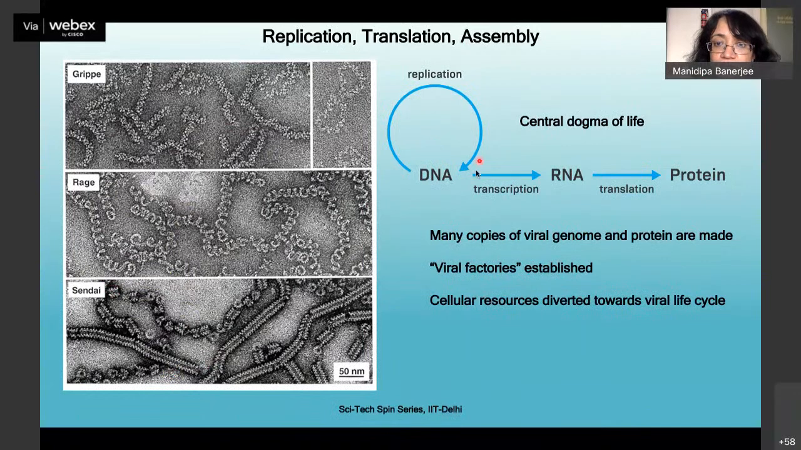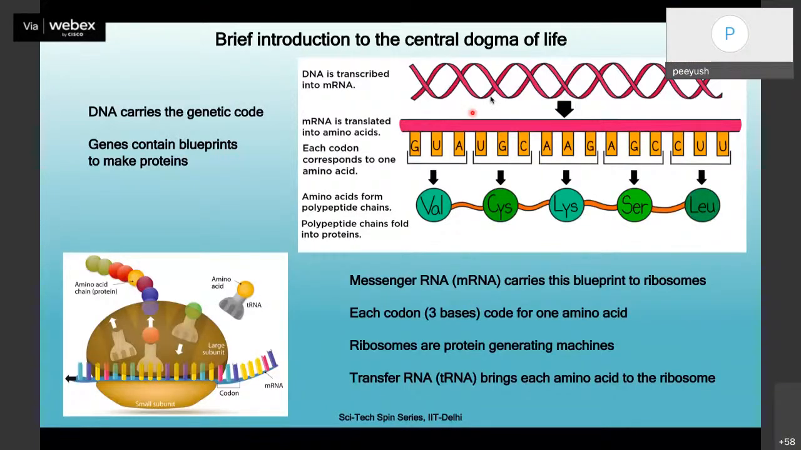Now, this process where we multiply our DNA, we have to do that for cell division, right? Yes, there's a question. Someone is asking what codons are. Yes, codons are these three bases at a time, right? Each of these three bases at a time code for one specific amino acid.